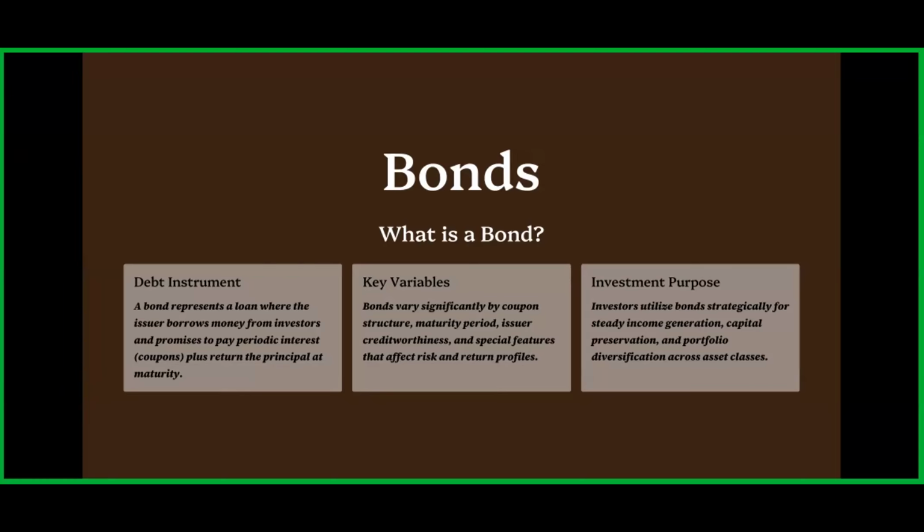A bond varies significantly by its coupon structure and maturity period. So what are the key variables in a bond? What is written on that piece of paper? That is the face value, the coupon structure or coupon rate, the maturity period or maturity date, the issuer's creditworthiness, and the special features. All these are some of the features of a bond.